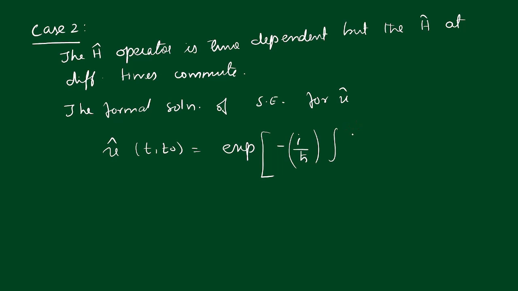So instead of simply using h here, we'll have to integrate each segment from t0 to t, and we'll write it as dt prime h of t prime. Alright, you can try to prove this by yourself. We won't spend much time on this. You can try to prove this, just like we proved the previous case.